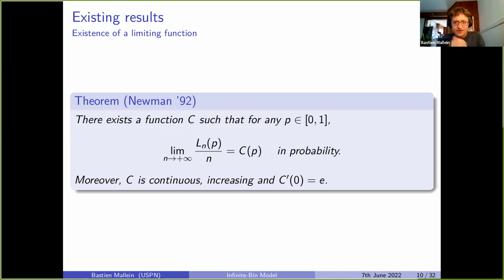This you can see, for example, using that Ln will be a subadditive ergodic sequence, right? The length of the longest path between 0 and n is certainly shorter than the longest path between 0 and n over 2 plus the longest path between n over 2 and n, which will be 2 independent copies of L n over 2. And this function c has some interesting properties that were discovered by Newman. Notably, c is continuous, increasing, and its derivative at point 0 is equal to e.